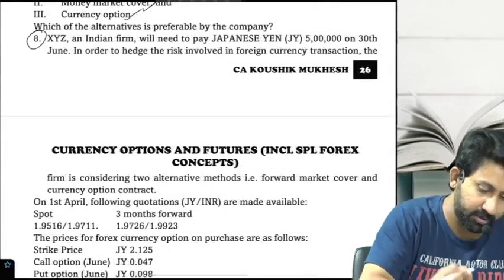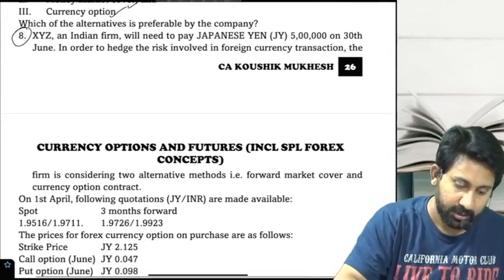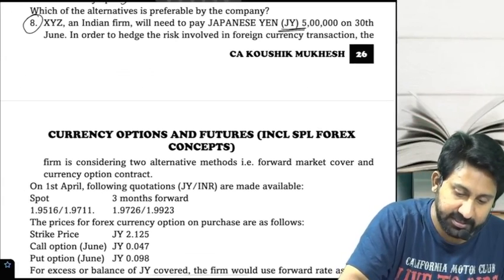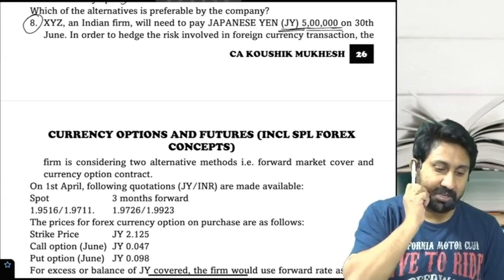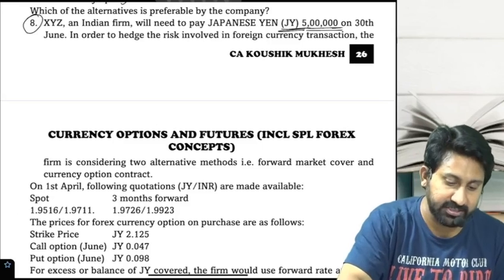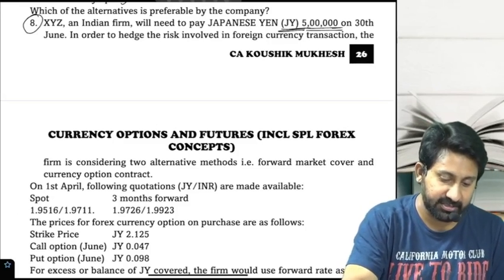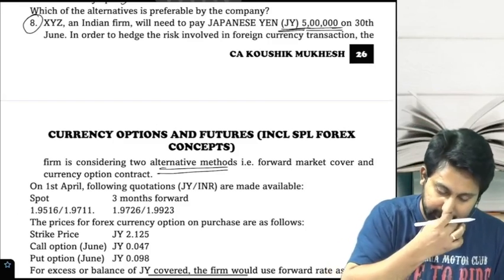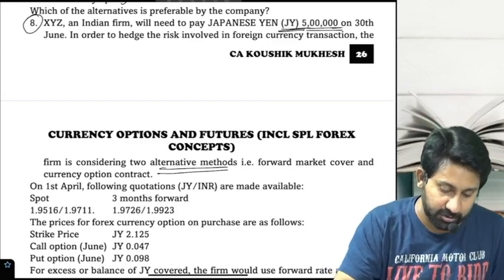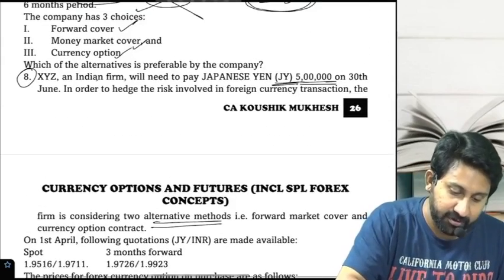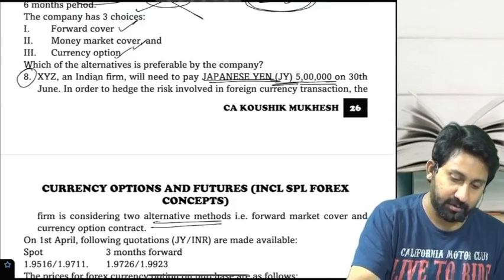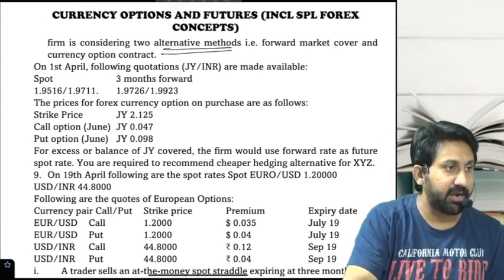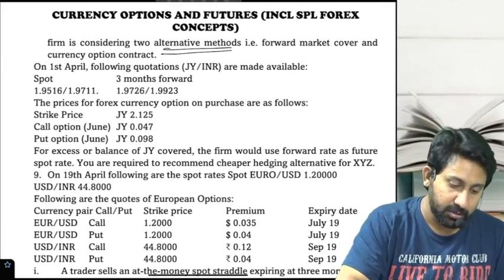So question number 8. XYZ, an Indian firm, will need to pay Japanese yen 5 lakh on 30th June. In order to hedge the risk involved in the foreign currency transaction, the firm is considering two alternative methods: forward cover and currency option contract. The Indian firm has to pay yen 5 lakh on 30th June. On 1st April, the following quotations are made available: spot and 3 months forward.